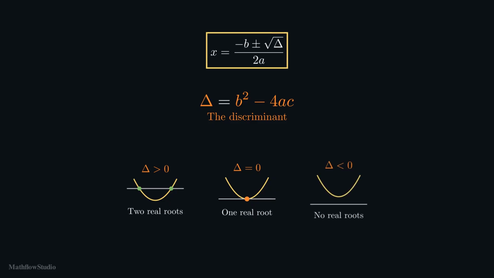And if delta is negative, the square root is not real, so there are no real roots. The parabola misses the axis. Complete the square, and the quadratic formula falls right out, with the discriminant deciding how many real roots you get.